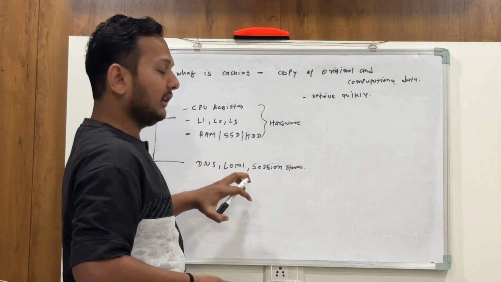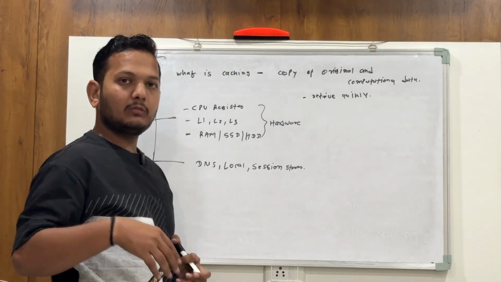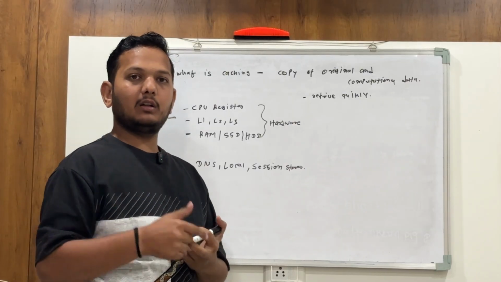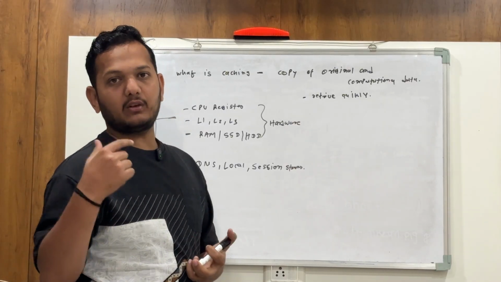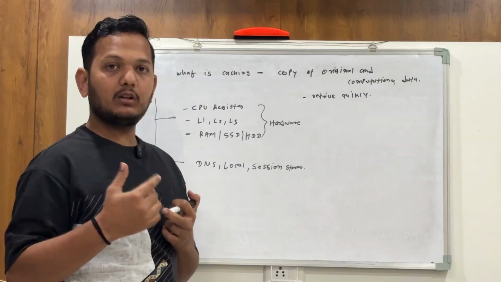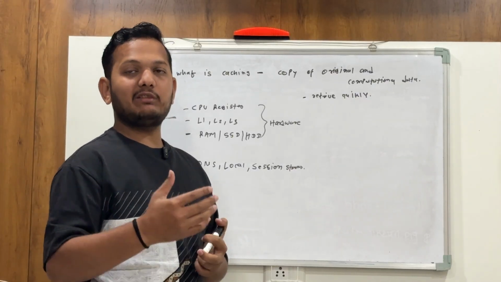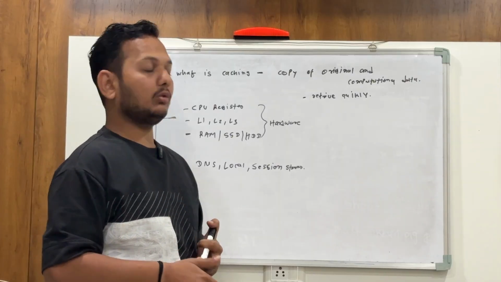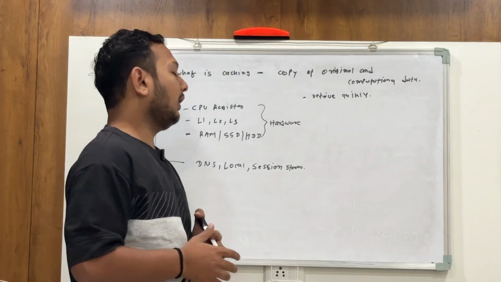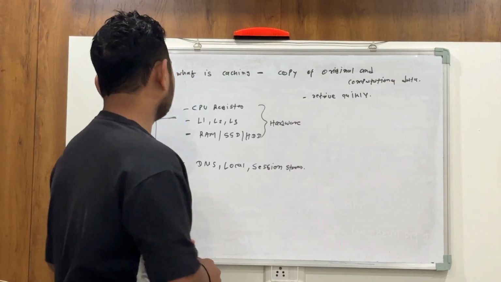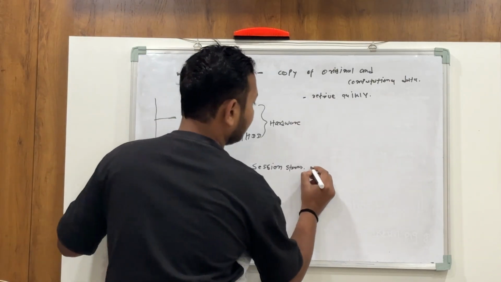Basically, these caches are used to improve performance. For example, I am viewing a website for the first time, and now I am viewing the same website for the second time. You also notice it loads very fast. That is because of the local and session kind of storage. So this is the browser cache.